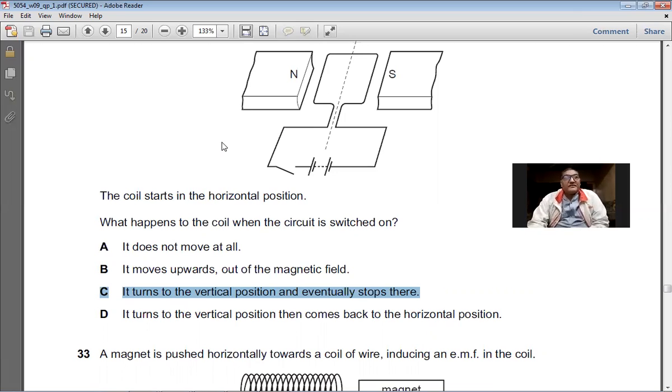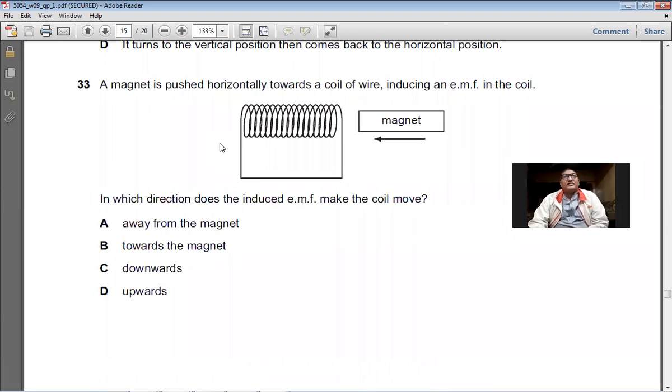So C is the right option, sir. A magnet is pushed horizontally towards a coil of wire, inducing an EMF in the coil. In which direction does the induced EMF make the coil move? The EMF induced will take the coil away from this magnet. So away from the magnet, yes.